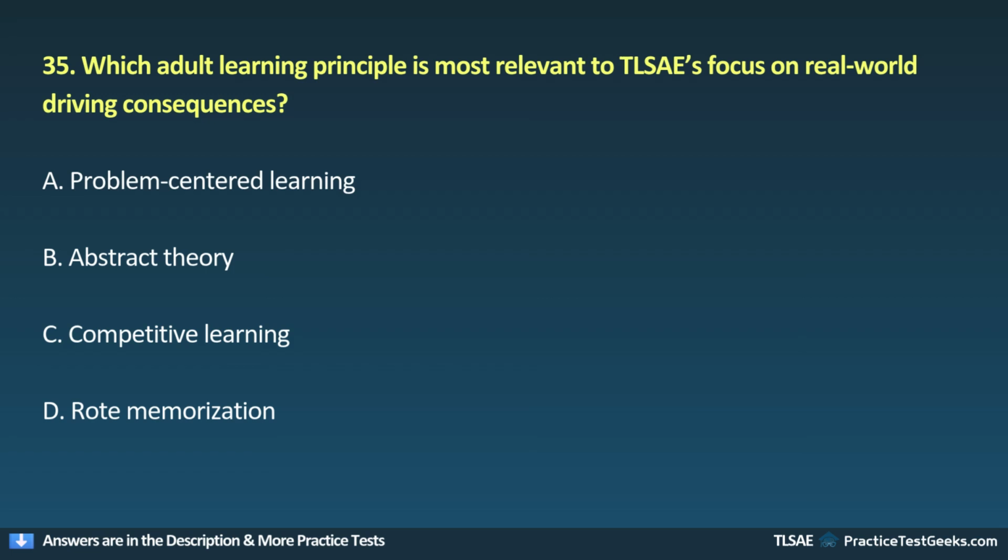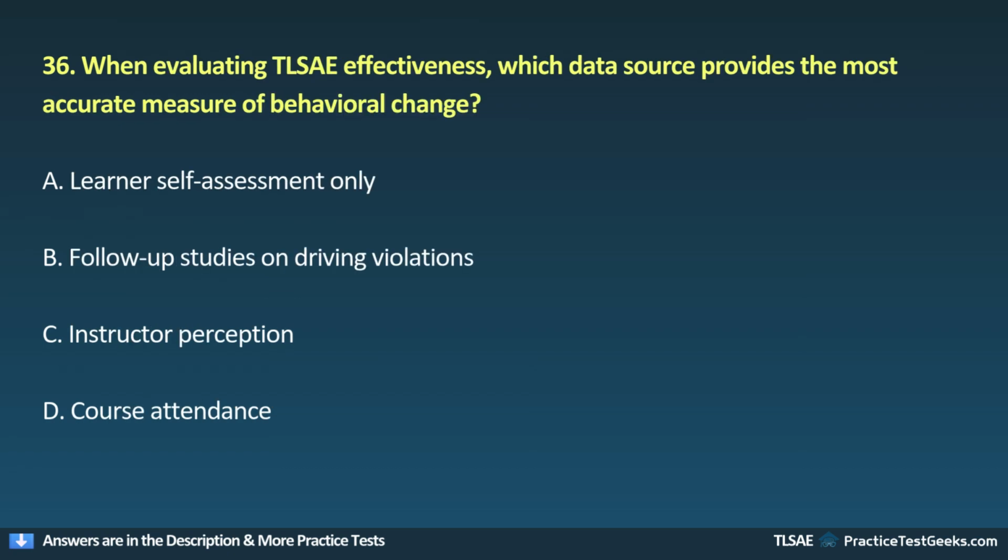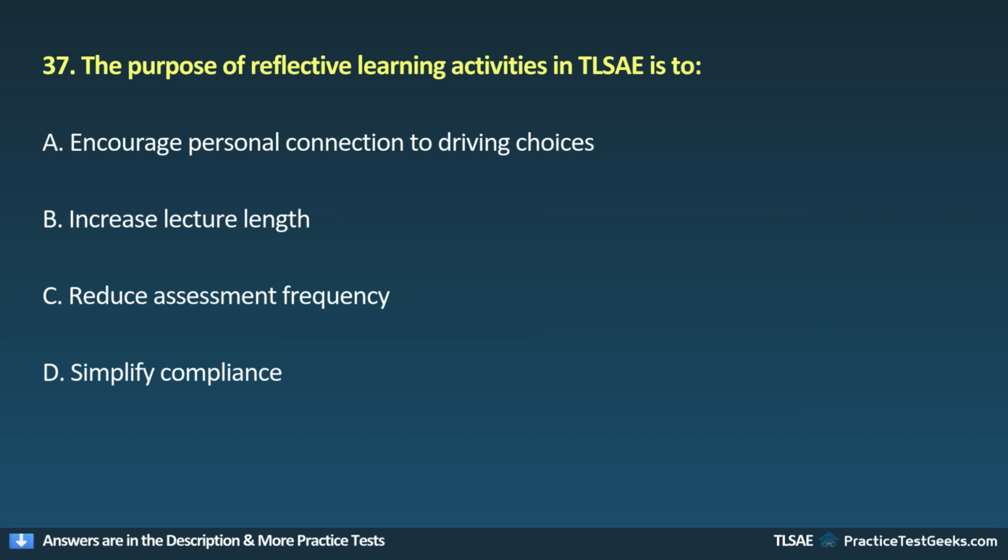A. Problem-centered learning. B. Abstract theory. C. Competitive learning. D. Rote memorization. 36. When evaluating TLSAE effectiveness, which data source provides the most accurate measure of behavioral change? A. Learner self-assessment only. B. Follow-up studies on driving violations. C. Instructor perception. D. Course attendance.